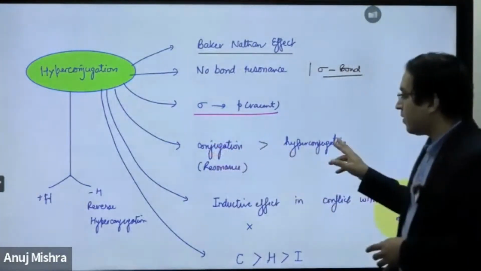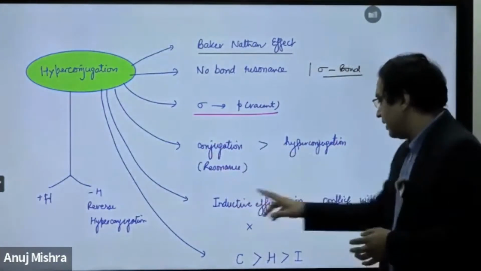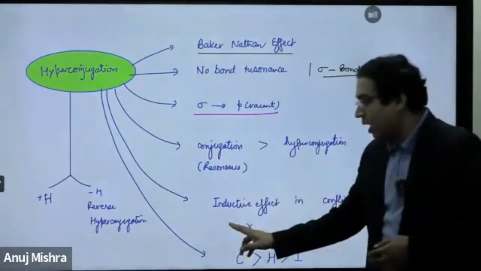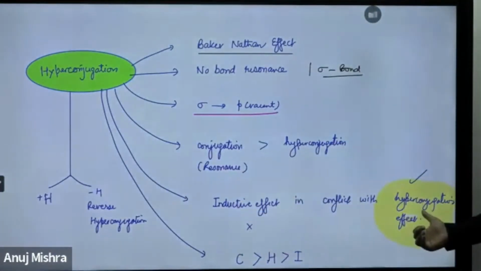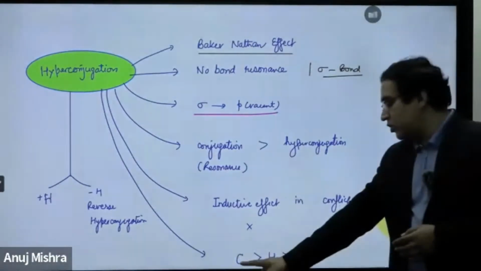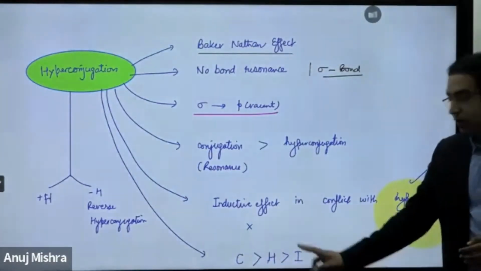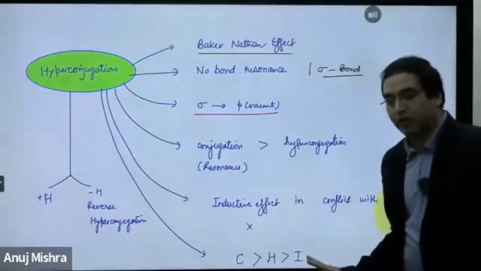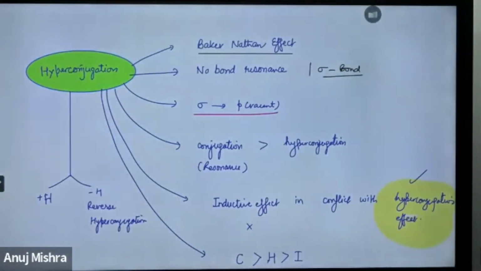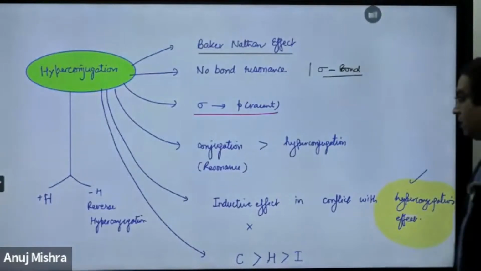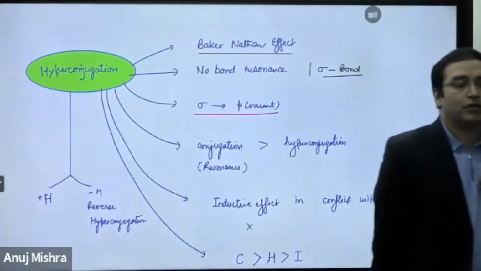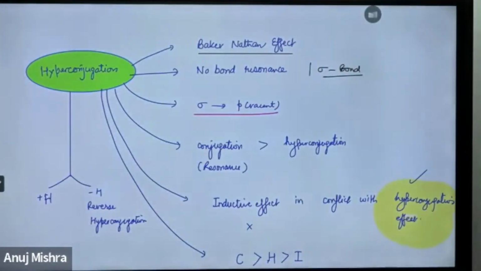Conjugation is superior to hyperconjugation. Inductive effect in conflict with hyperconjugation: inductive effect will lose, hyperconjugation will win. And the final sequence is conjugation, hyperconjugation and inductive. CHI. Remember China? China's CHI. Mesomeric will be somewhere. Mesomeric is conjugation only. What is mesomeric? It's conjugation, no? It's resonance, right?